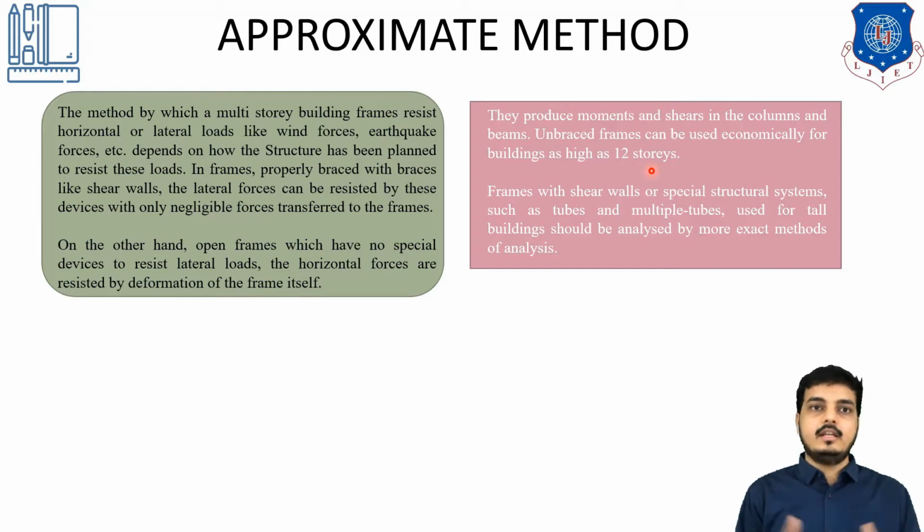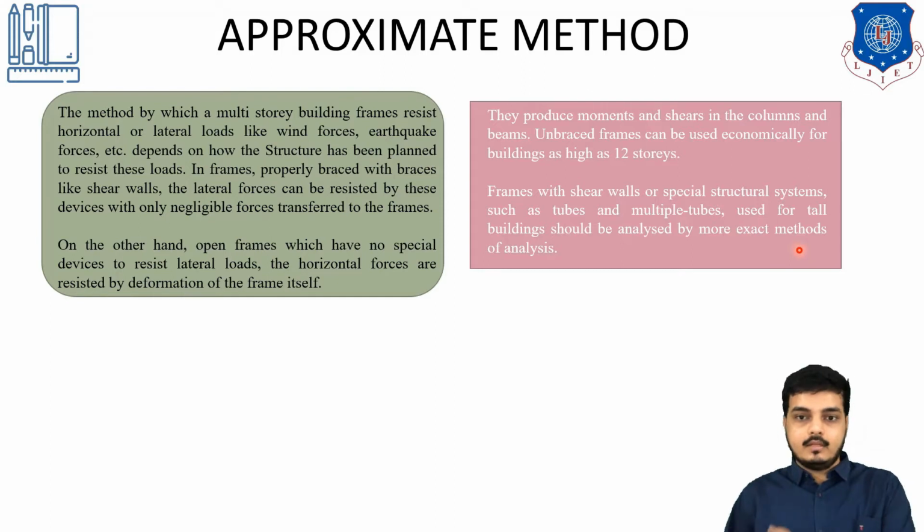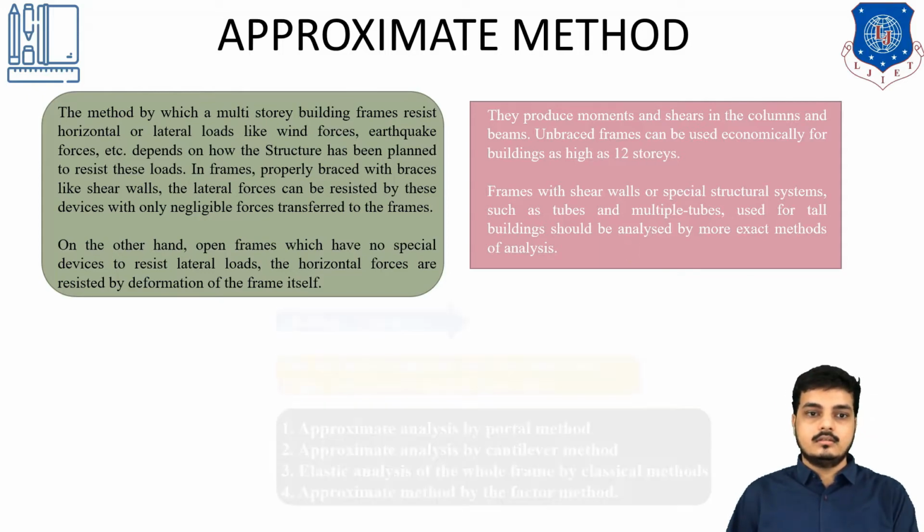For more than that, we specially require shear walls, and for more than 50 stories, or say more than nearly 80 stories, we require bracings also. Frames with shear walls or special structural systems such as tubes and multiple tubes, used for tall buildings, should be analyzed by a more exact method. Why is it written here that a more exact method is needed? Because right now we are studying the approximate method. This will give us a tentative idea of the shear force, bending moment, or axial force of the structure. For a high-rise building, we require proper calculation. This approximate method may not be suited.